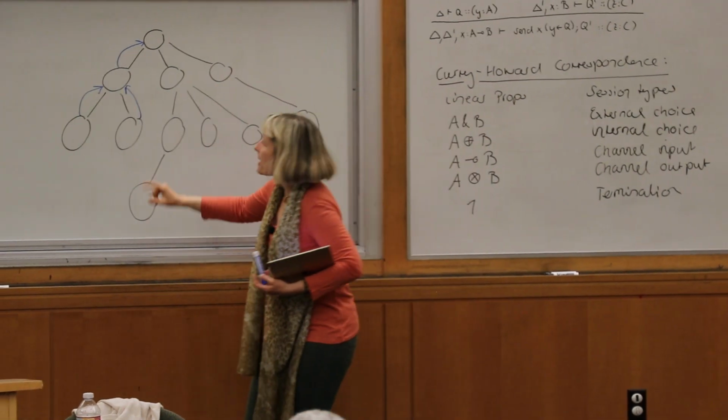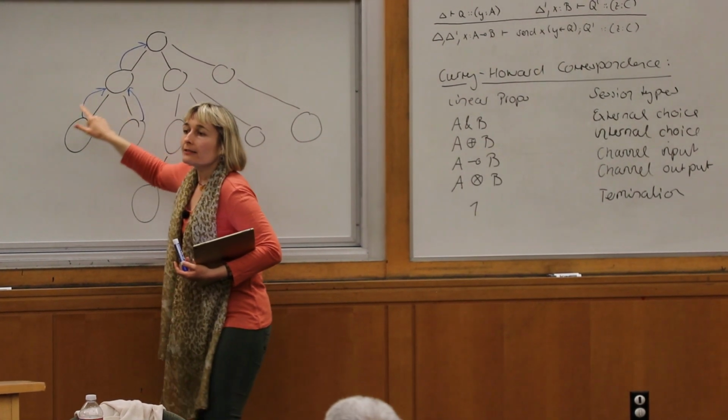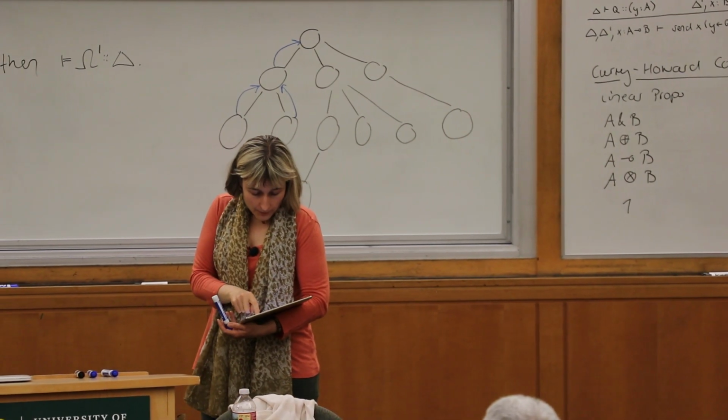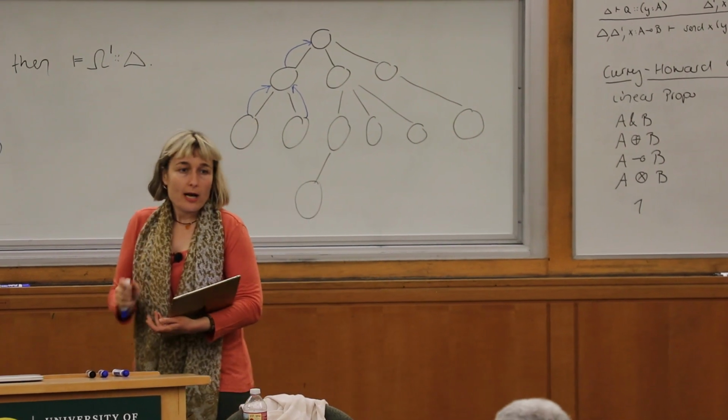And why can't we have a cycle? Because the blue arrows only go along those edges, right? And the edges form a tree. All right. That's what I want to say.